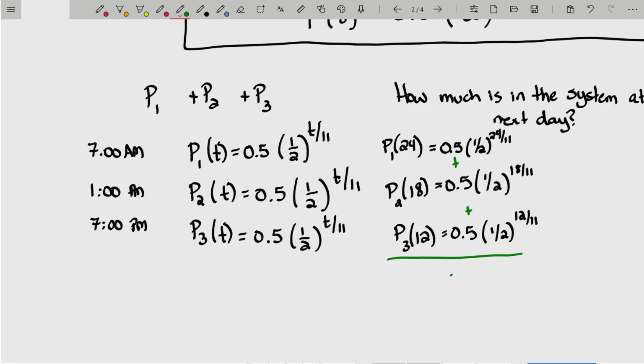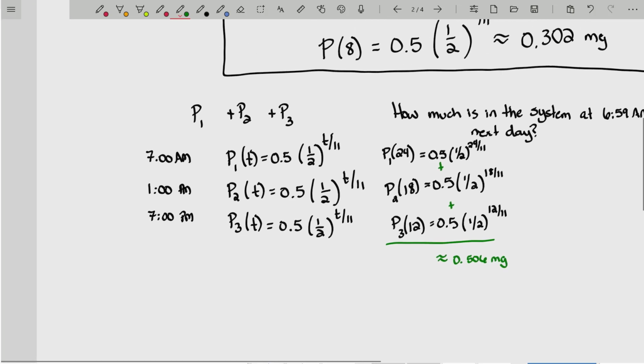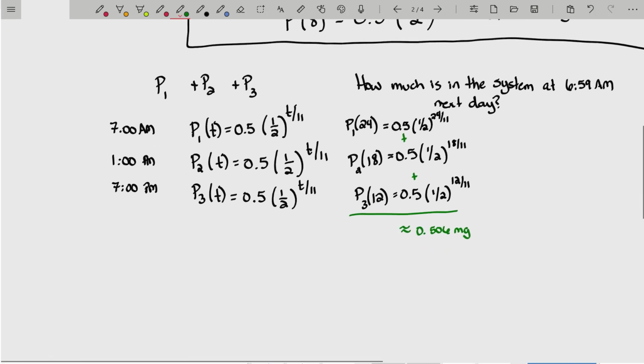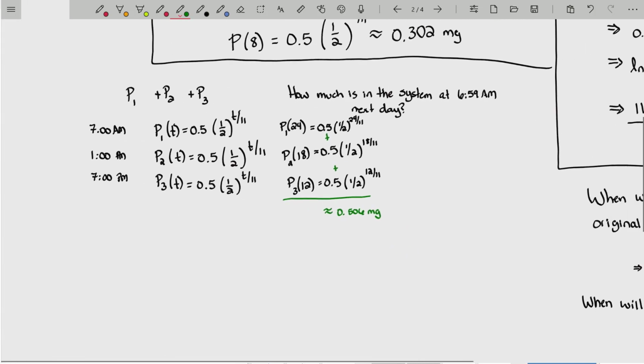So again, this summation is roughly, very roughly, 0.506 milligrams. Now there is a different way to do this problem, but I think it's pretty complex. So I just like it like this for college algebra.